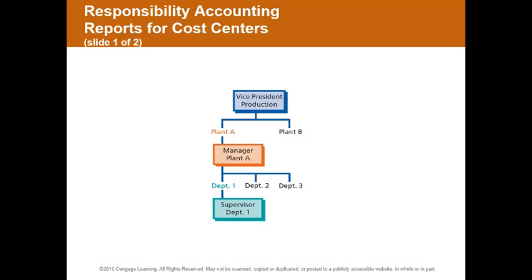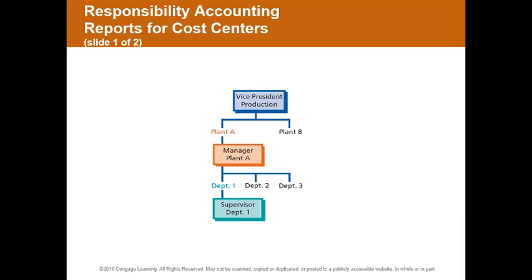As you can see here, for a cost center, there might be some different reporting levels. The supervisor for Department 1 may receive information that is applicable only to them, or the supervisor for Department 2 would receive the information applicable only to them, and the same for Department 3's supervisor.